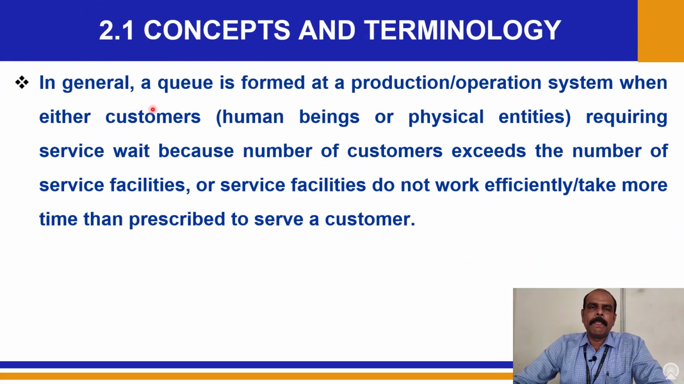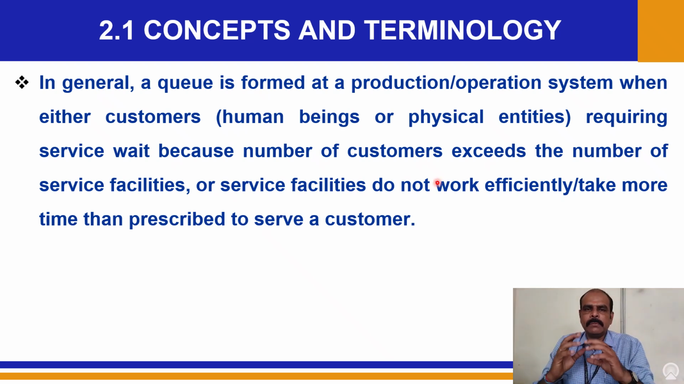In general, a queue is formed at a production or an operation system when either customers, being humans or physical entities, requiring service wait because the number of customers exceeds the number of service facilities, or service facilities do not work efficiently and take more time than prescribed to serve a customer. Okay. So this is why the waiting time comes. That is what this particular definition takes us through.